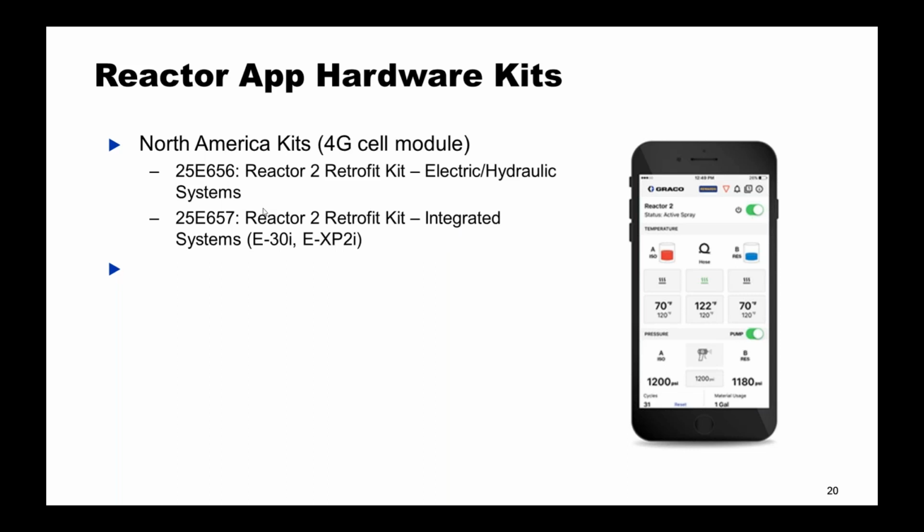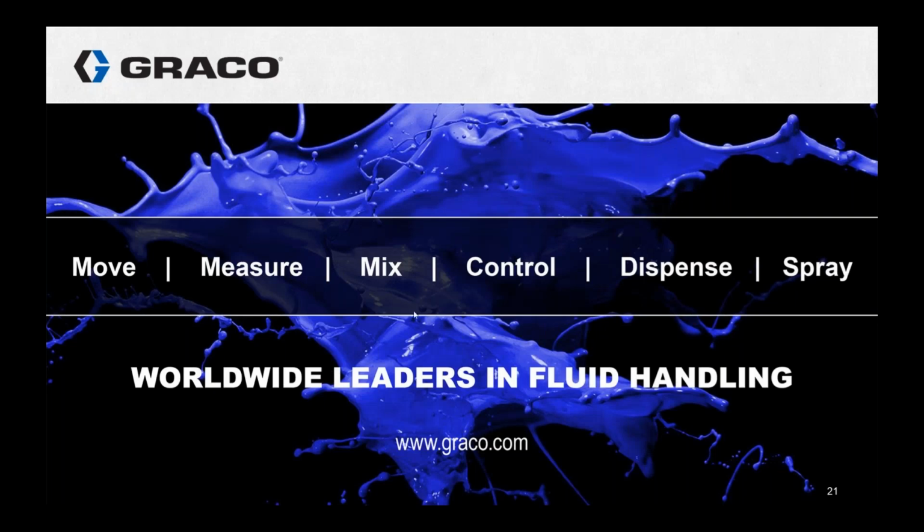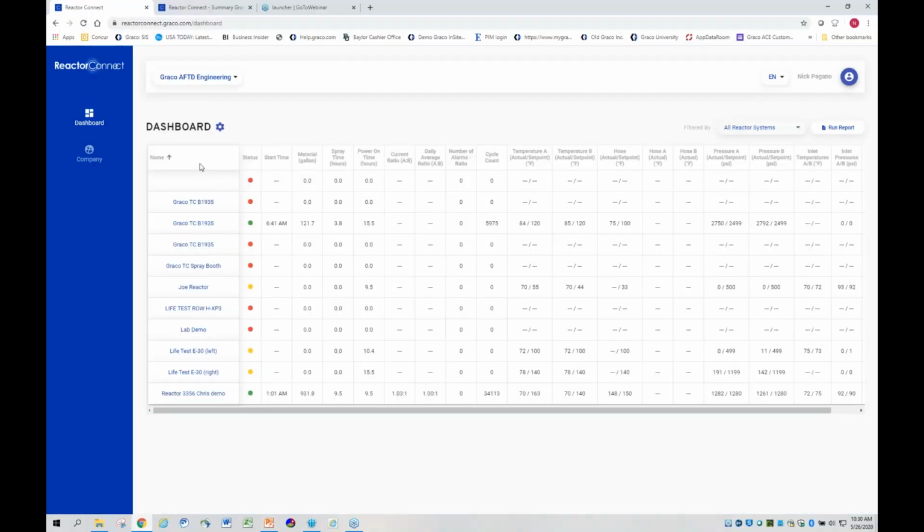So once you add the hardware, all this data, the dashboards, the use of the app, the reports, there's no charge, it's all free to use. You'll just have to get the hardware kit to provide your machine the cellular capability of transmitting the data. That's what I had for PowerPoint, so I'm just going to jump over to the website real quick.